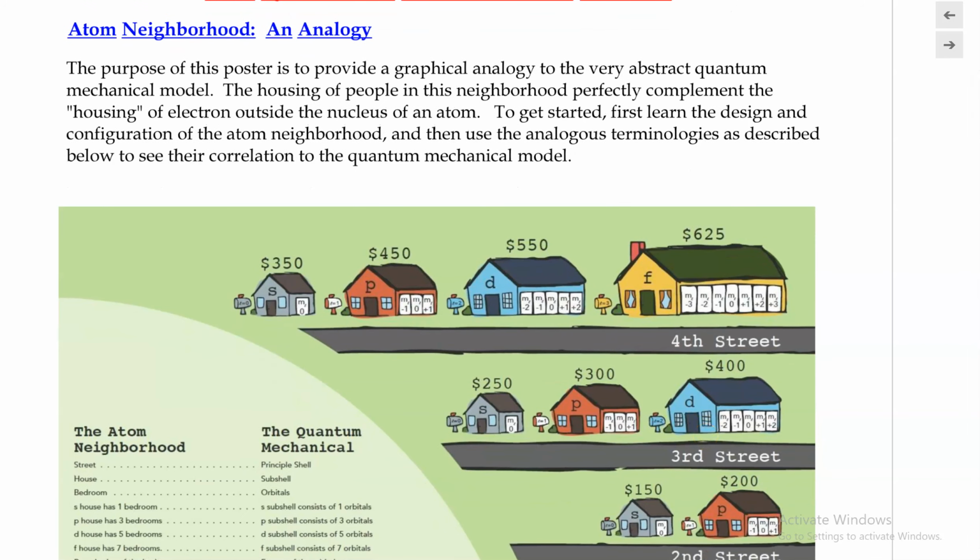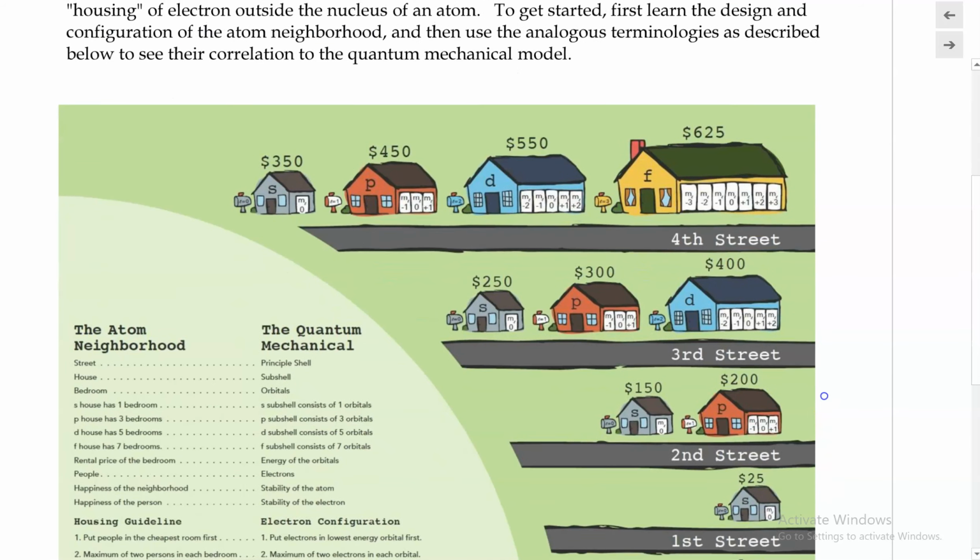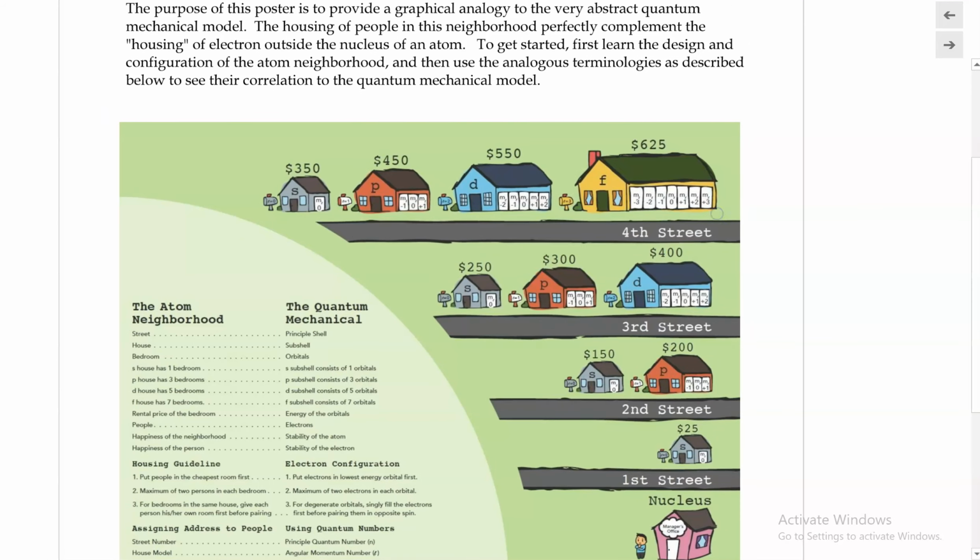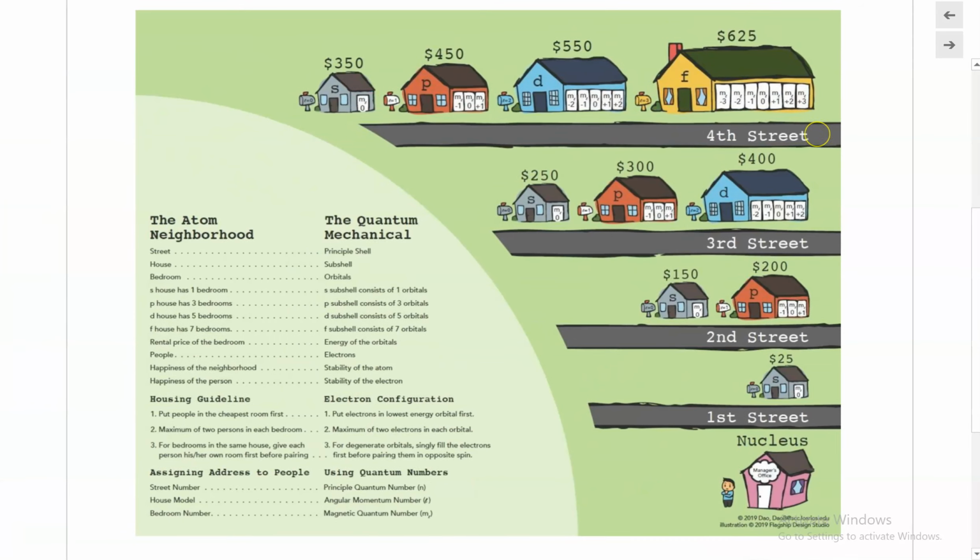So here's what it is. The analogy is as follows. We have this neighborhood that we call the atom neighborhood, and it is used to house people. This is very similar to an atom housing electrons, because we see that many atoms have a lot of electrons in them, right? They need to be able to house the electrons. So the housing of people in this neighborhood is equivalent to the housing of electrons in an atom. This diagram is designed in such a way that it perfectly complements the quantum mechanical model. We just have to understand how the layout works and see the connection between this atom neighborhood and the quantum mechanical model, and we'll be able to make associations and figure out the terminology.